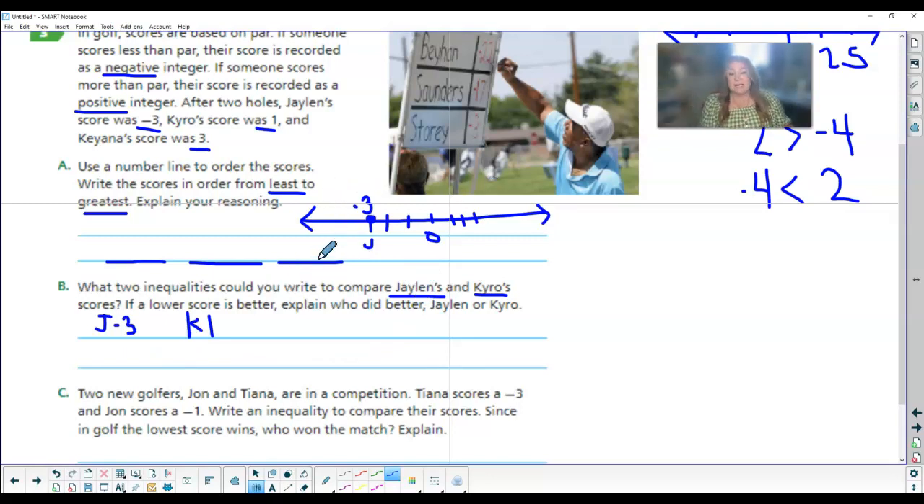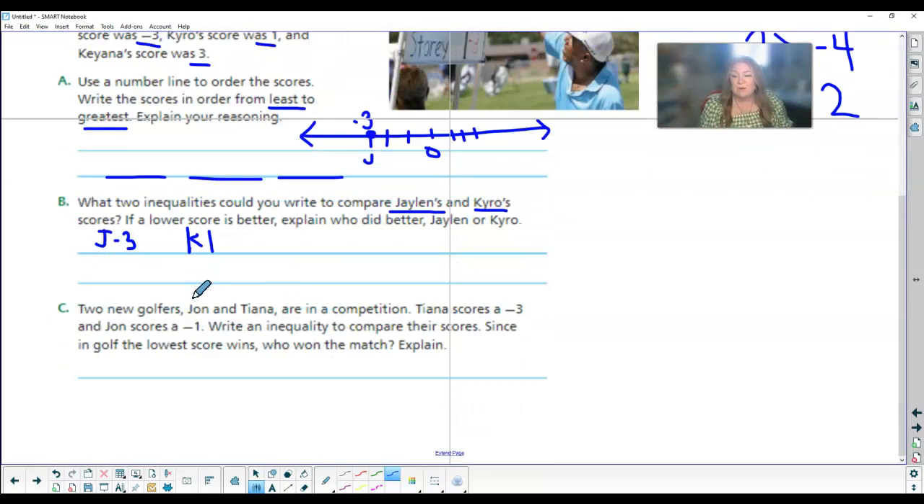Then 2 new golfers, John and Tiana, are now part of this competition. Tiana got a -3, John scores a -1. We're going to write that inequality, so we're using our comparing symbols to compare their scores. Remember, lowest wins, who won the match. So again, we need the inequality and then who won the match. So 2 answers, show me with a symbol, compare them, and then find the lower one.